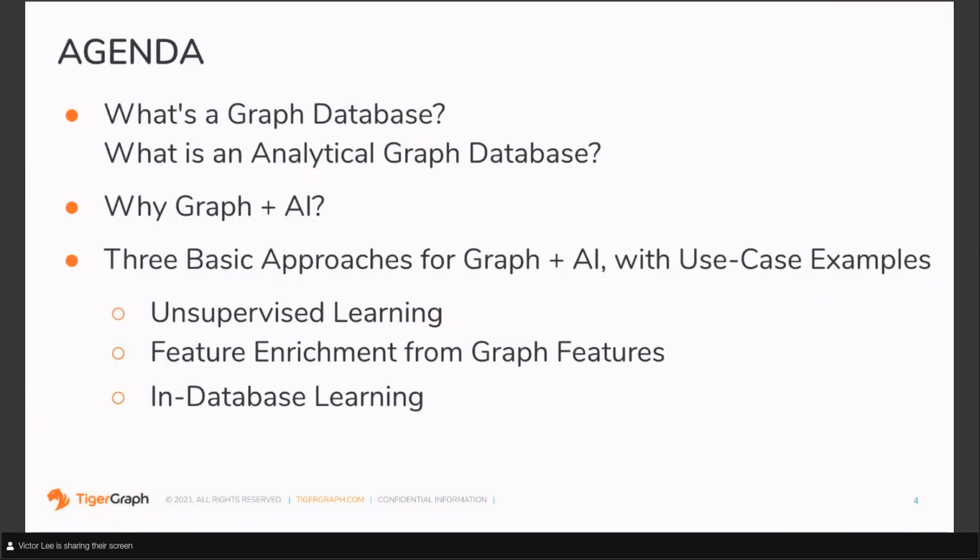So we're going to start off by giving a little bit of background for those who may be new to graph databases. What's a graph database? And then what is an analytical graph database? And then the title is Smarter AI, so we have to connect this to AI. So why would you want to combine graph and AI? And then I'll give 3 basic approaches for doing so with some use case examples.